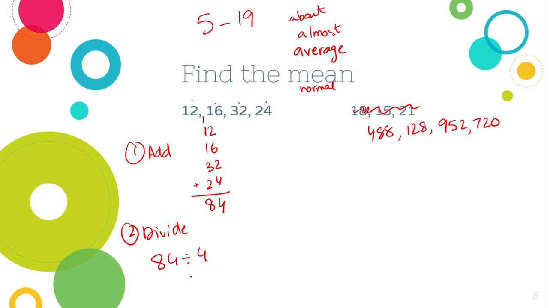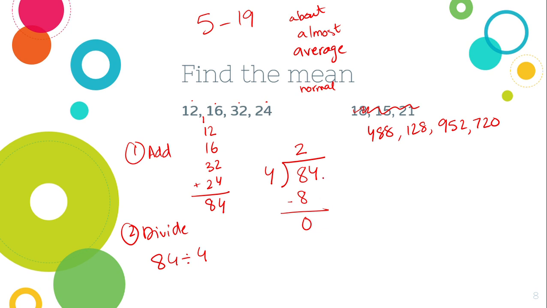Can you do 84 divided by 4 mentally? I can't. So I'm going to use long division. 84 divided by 4. Okay? So am I going to use 8 or am I going to use 84? Let's decide. I'm going to use 8. So 4 times what gives me 8? 4 times 2 is 8. Then I subtract. 8 minus 8 is 0.